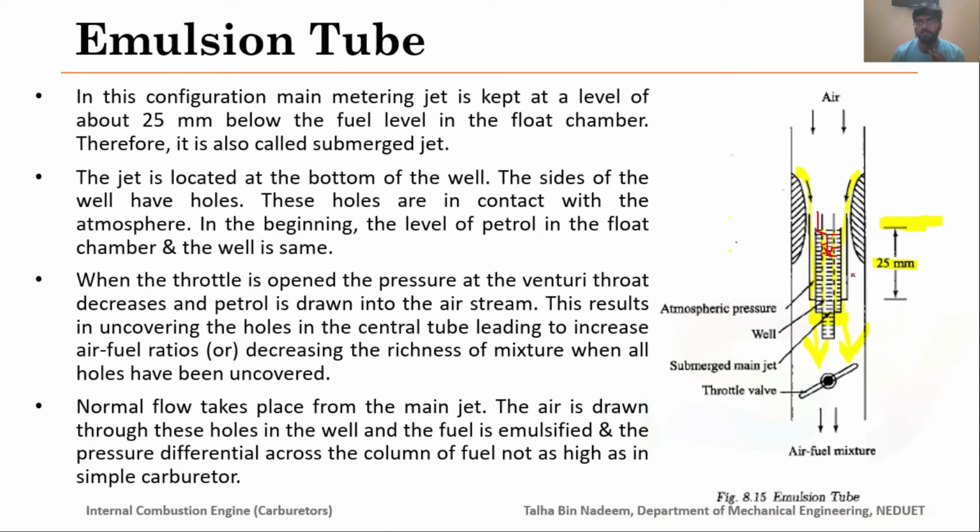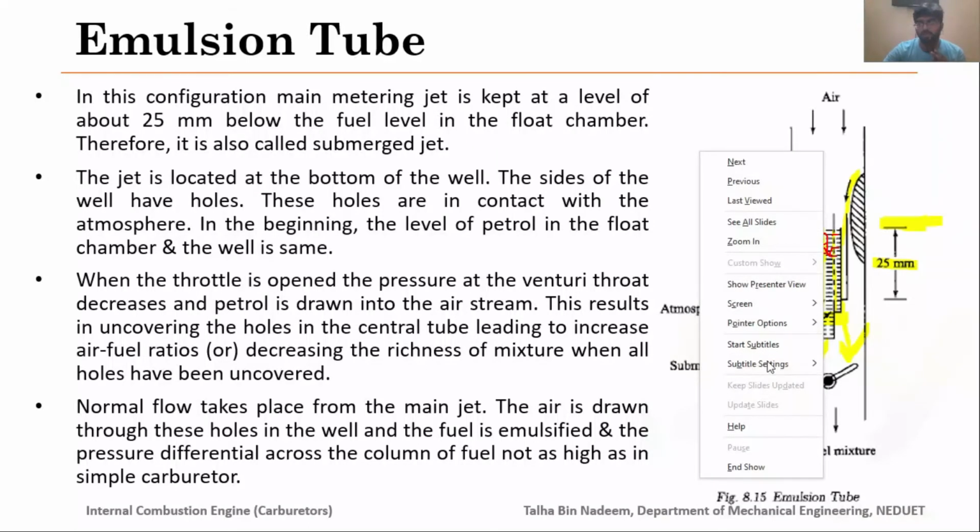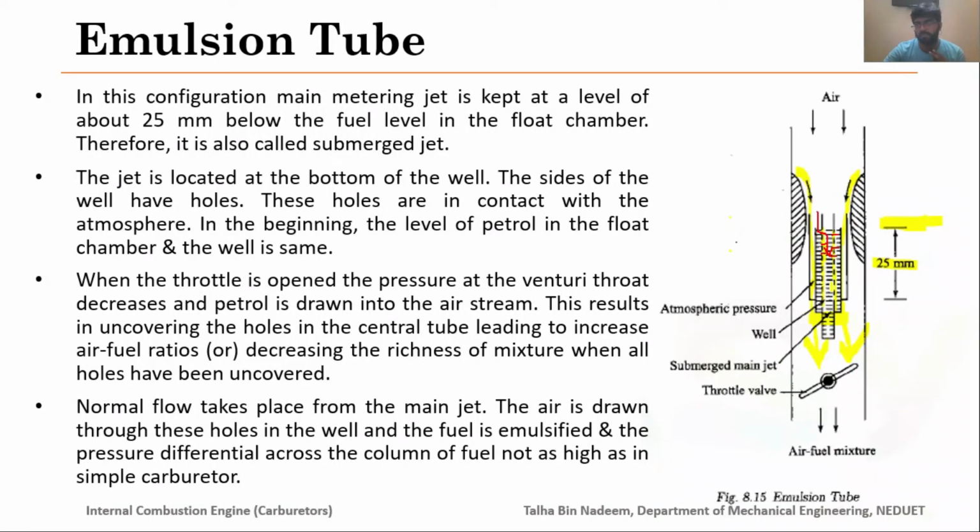That's why these tubes are also named emulsion tubes, because air is forming an emulsion sort of mixture inside the tube, and then this emulsion will again be mixed with the air outside the main metering jet, providing you a lean air-fuel mixture, or you can say it would be decreasing the richness of the mixture when the holes have been uncovered.